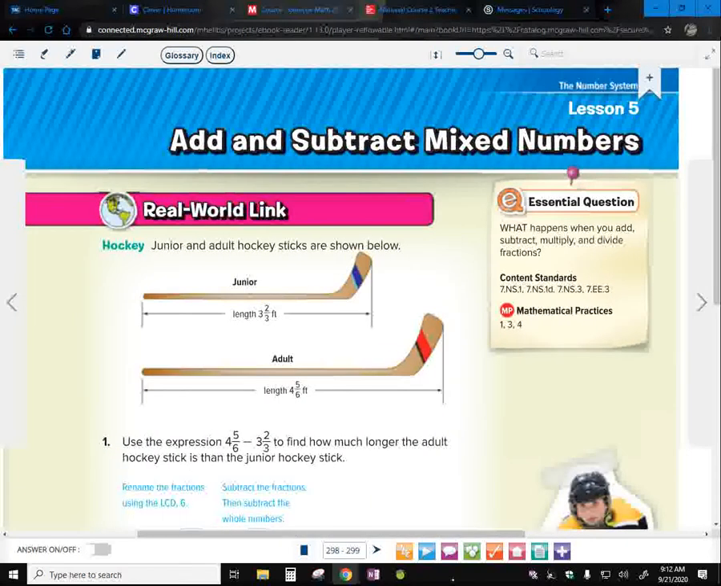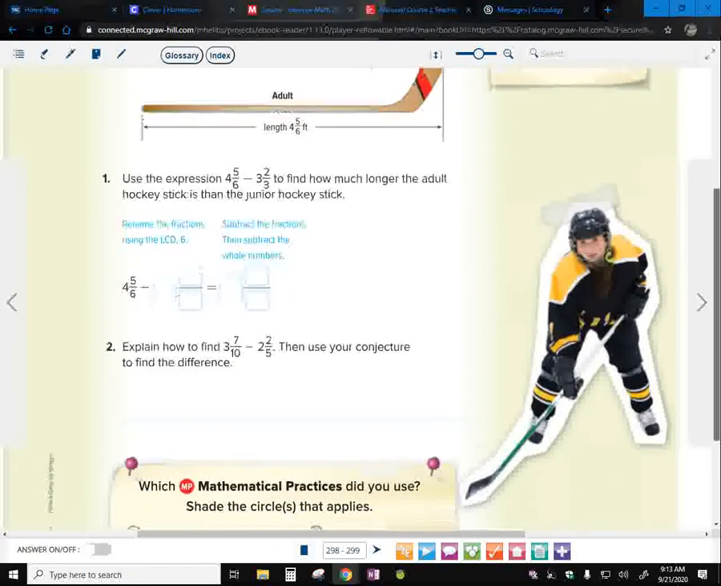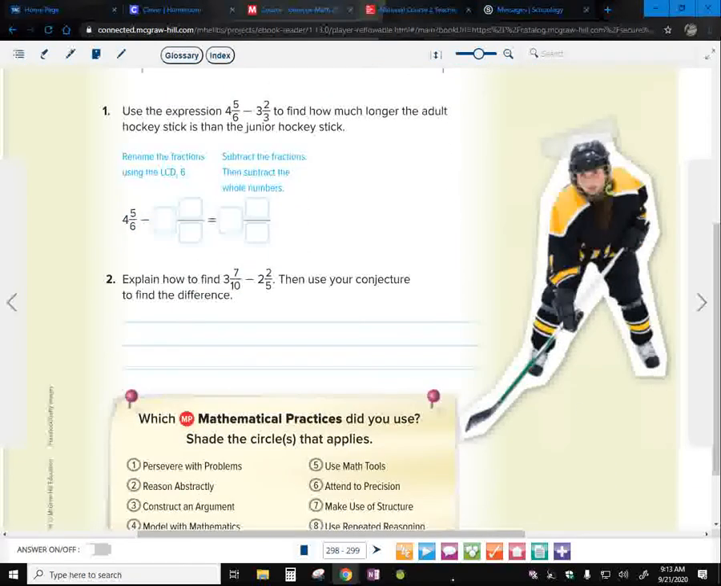Hockey. Junior and adult hockey sticks are shown below. The junior hockey stick is a length of 3 2/3 feet. The adult hockey stick, however, is a length of 4 5/6 feet. Use the expression 4 5/6 minus 3 2/3 to find out how much longer the adult hockey stick is than the junior hockey stick. So we're going to need to rename the fractions, and what they mean by rename is we're just rewriting it, and it still holds its value.